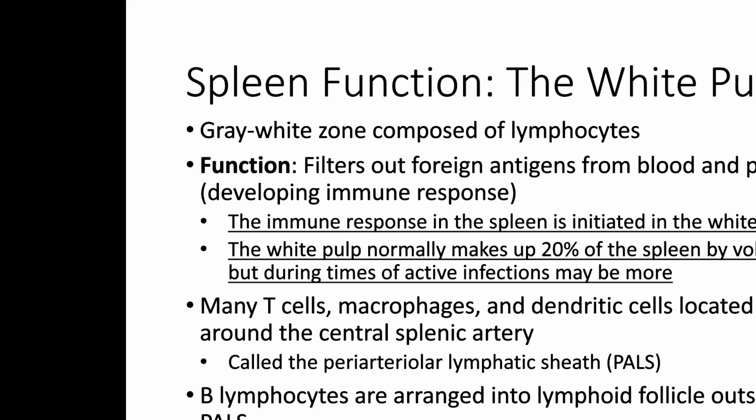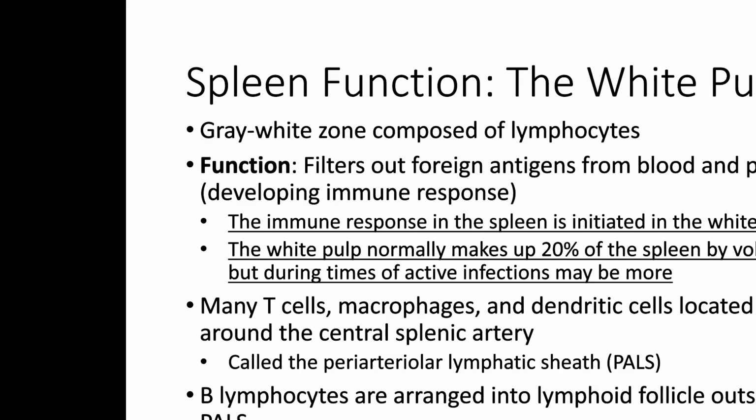The white pulp is just this gray-white zone that's composed of lymphocytes, and its job is to filter out foreign antigens from the blood and plasma. By filtering out foreign antigens from the blood and plasma, it'll help develop the immune response, which is initiated in the white pulp. The white pulp takes about 20% of the spleen by volume, but if there are active infections, then it might take up more space. Many T cells, macrophages, and dendritic cells are located around the central splenic artery, also called the periarterial lymphatic sheath or PALS.